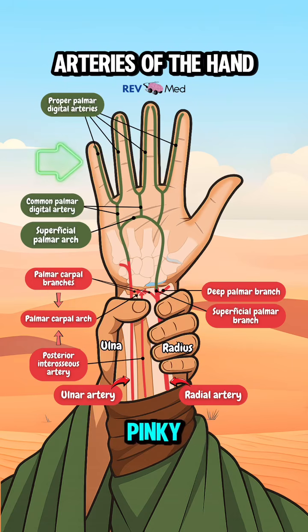But now look at the pinky. The pinky gets a branch right off the superficial palmar arch. It's called the proper digital artery to digiti minimi.